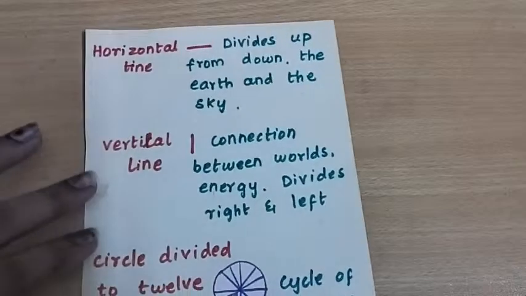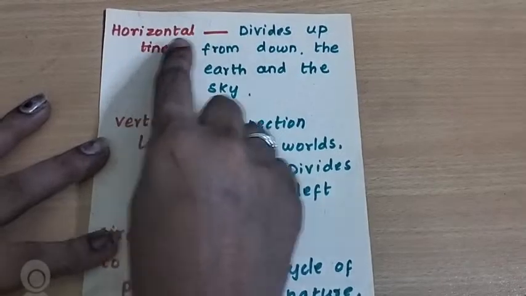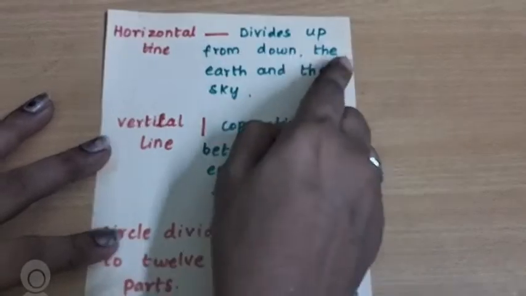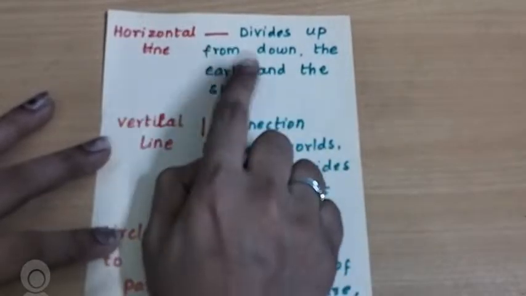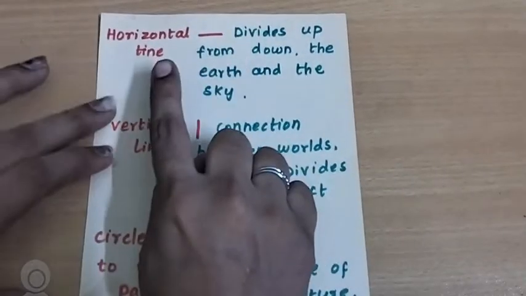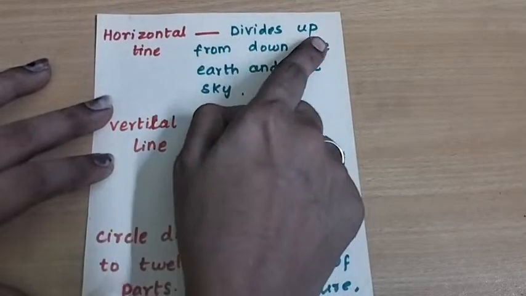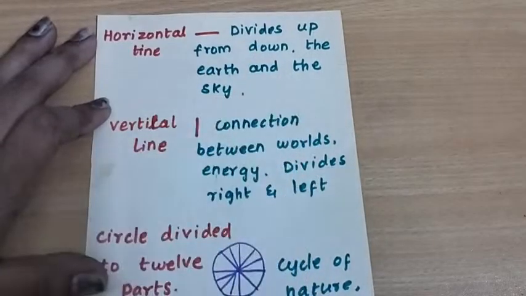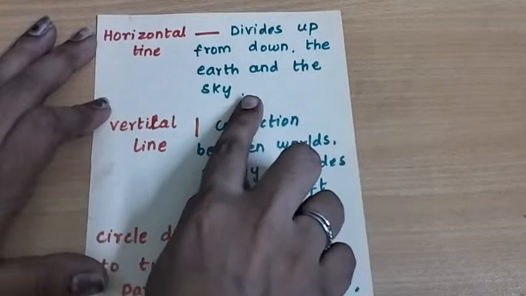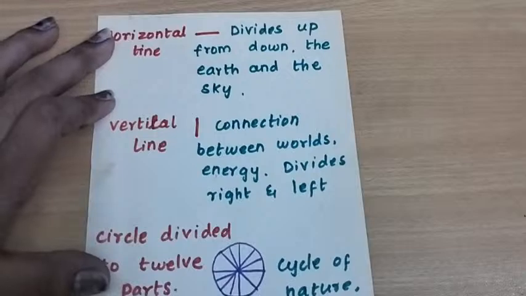The next is the horizontal line. What we normally draw as a horizontal line divides up from down, the earth and the sky. See how they are connecting the drawing with the universe. The drawing of a horizontal line in a mandala means it divides up from down, the earth and the sky. So this denotes that it separates our earth from the sky. This horizontal line denotes that.